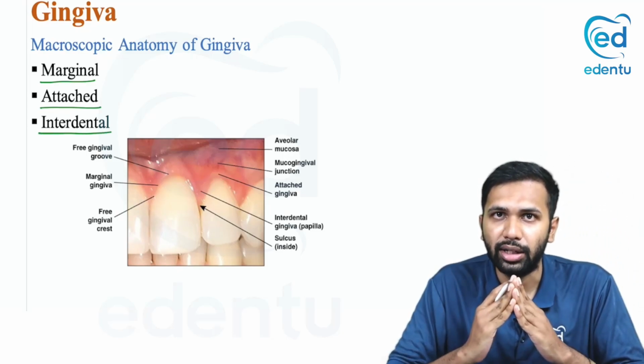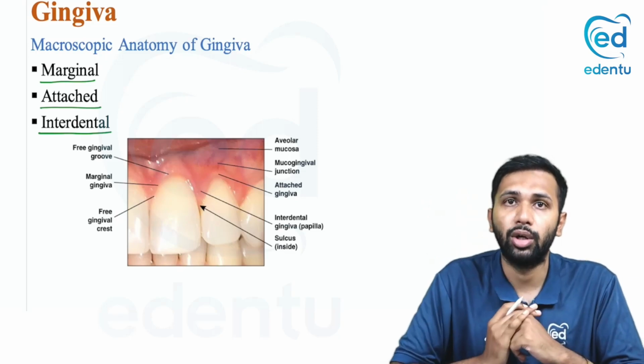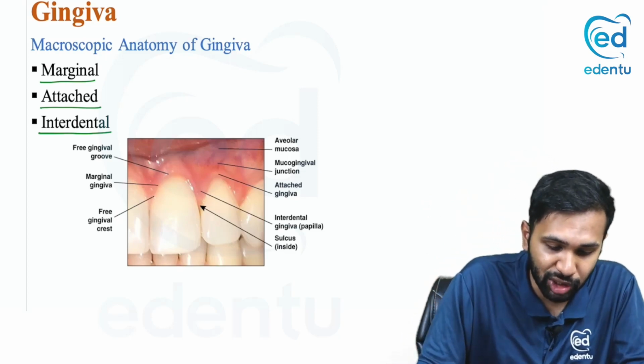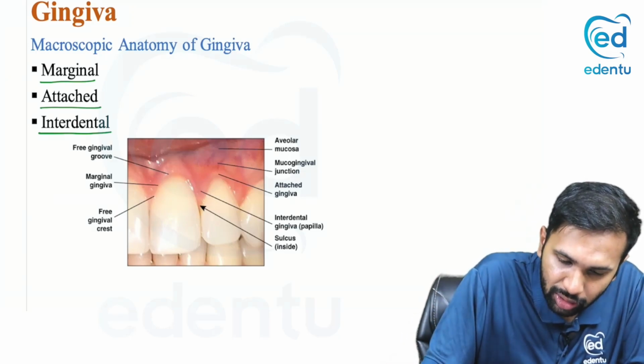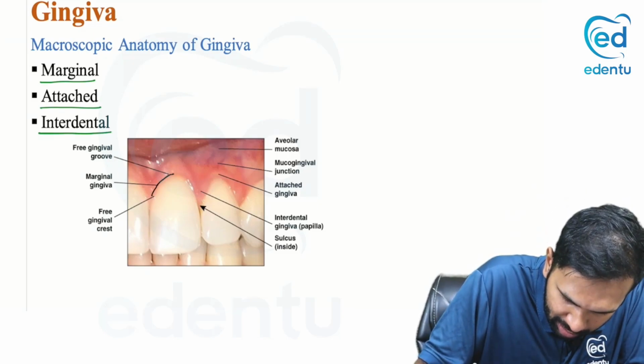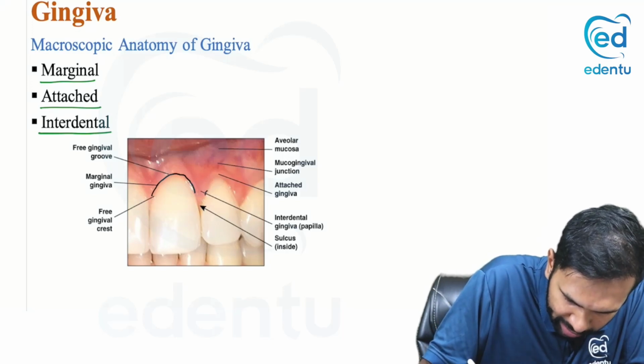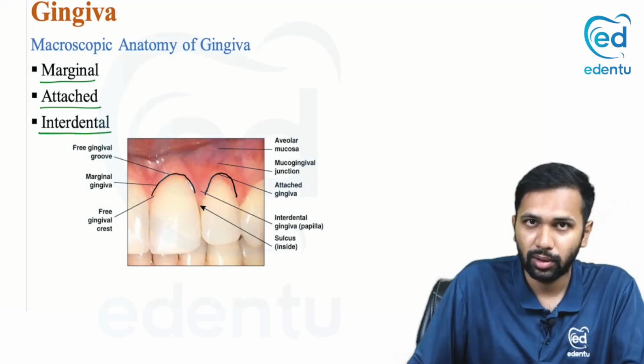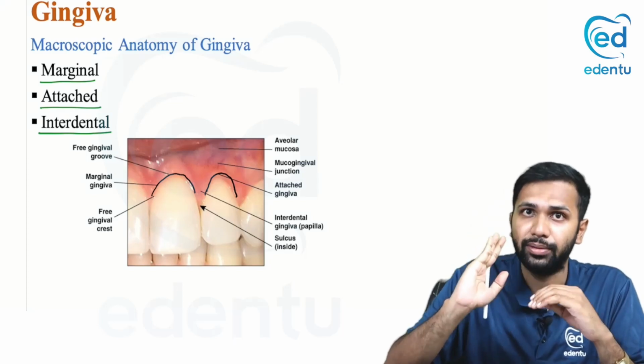Marginal means towards the margin, coronally, right? In this picture, if it is clear to you, this coronal-most region of the gingiva is referred to as marginal gingiva. It forms the gingival margin.